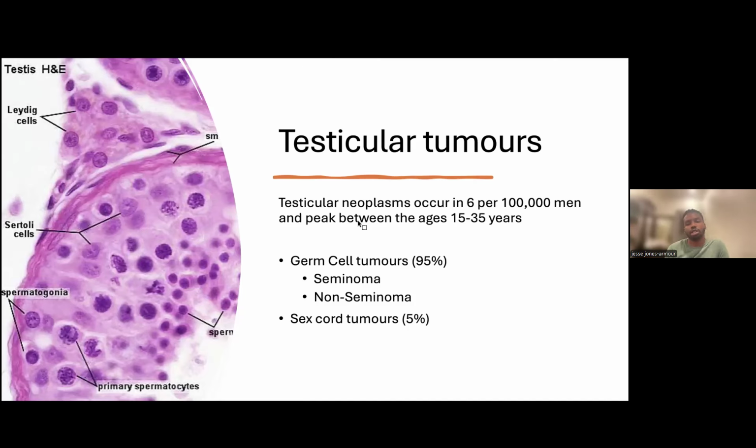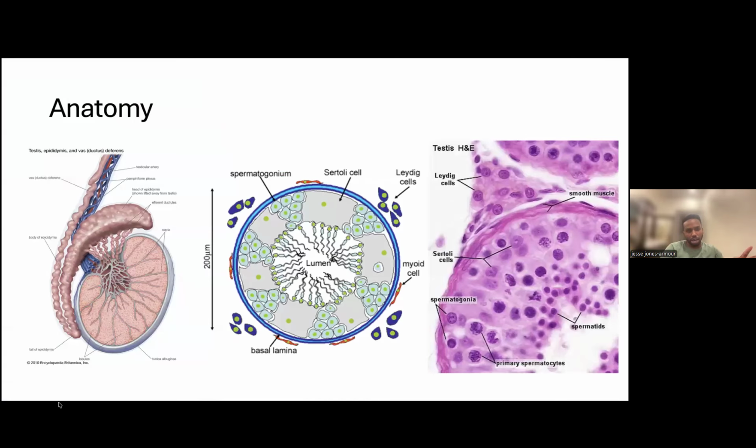Neoplasms occur in about 6 in 100,000 men and peak between the ages of 15 to 35. The majority of them are germ cell tumors at 95%, and these could be categorized between seminomas and non-seminomas. And the remaining 5% are called sex cord tumors. Now, to understand this, it helps to know a little bit of anatomy.